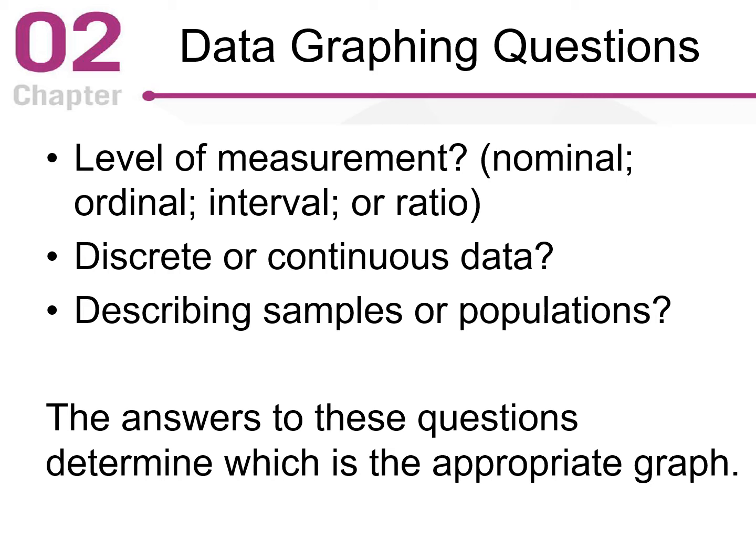So the graphing depends on what kind of level of measurement you have. If you have a nominal variable or an ordinal variable, you're going to use a bar graph. If you have an interval variable or a ratio variable, you're going to use a histogram. So bar graph is nominal, ordinal. Histogram is interval, ratio. That's the main take-home point here.